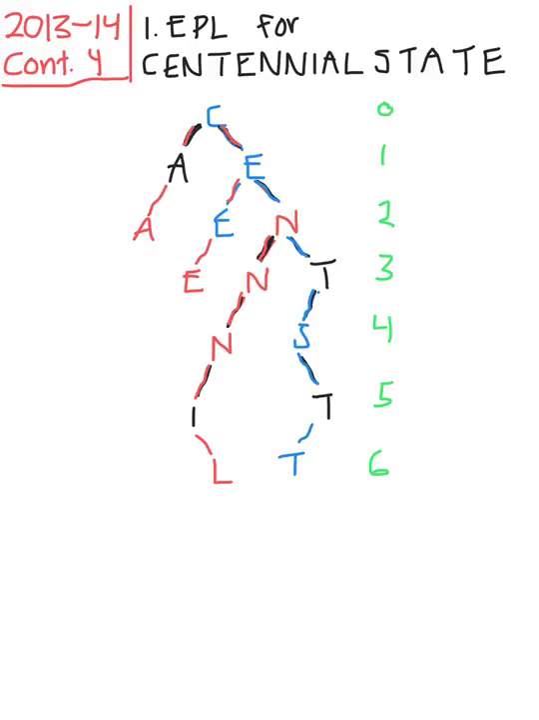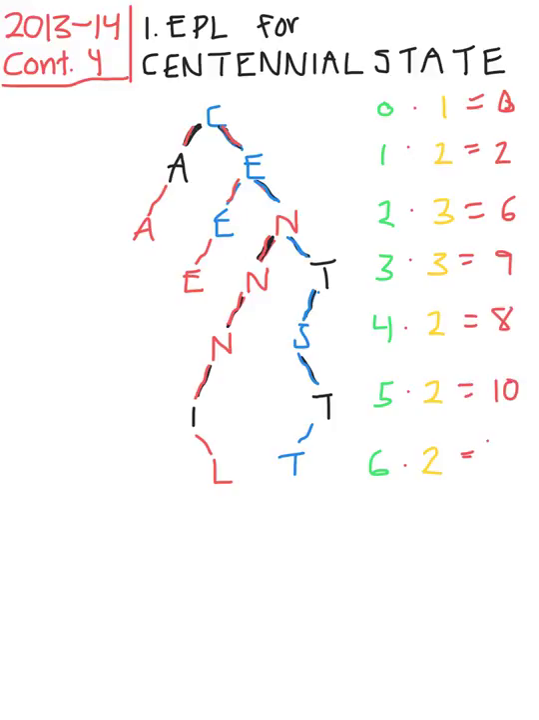So at level 0, we have 1 node. At level 1, we have 2 nodes. At level 2, we have 3 nodes. Then we have 3 nodes again. Then we have 2 nodes. Then we have 2 nodes. Then we have 2 nodes. So we multiply these numbers by their levels. And here we have 0, 2, 6, 9, 8, 10, 12. So we add those all up and we get 47.